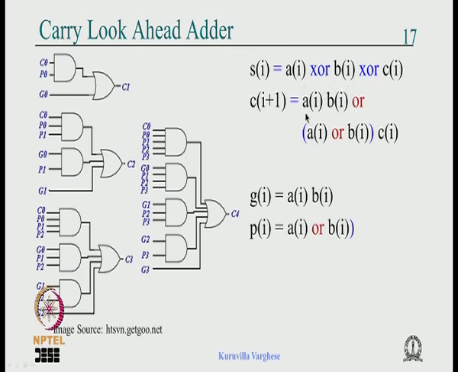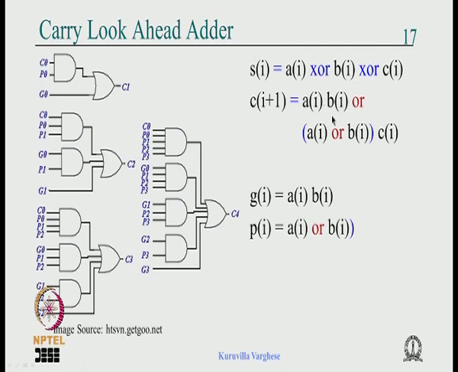For clarity, AI BI is called generate, G, because if both are 1 and 1, you know that the sum is 0 and there is definitely a carry out. Irrespective of whether the carry input to that stage is 0 or 1, if both are 1 and 1, the sum is 0 and the carry out is 1. If the carry input is 0, no change; if the carry input is 1, the sum will become 1 and the carry out is 1, so absolutely no change.